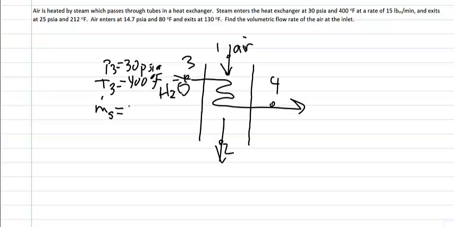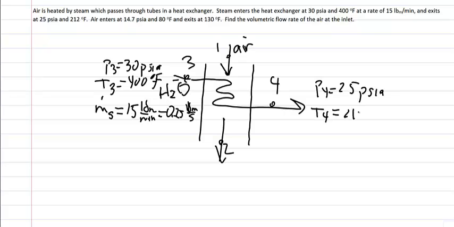So we'll just put S for steam. So m dot steam is 15 pounds per minute. Or if we divide it by 60, we get 0.25 pounds per second, which would be the appropriate units for this type of problem. And then we're also given exit conditions. So P4 is 25 psia and T4 is 212 degrees Fahrenheit.